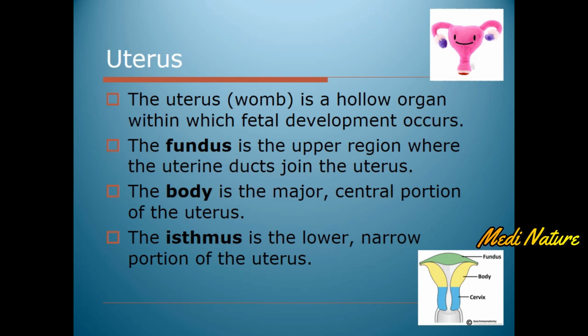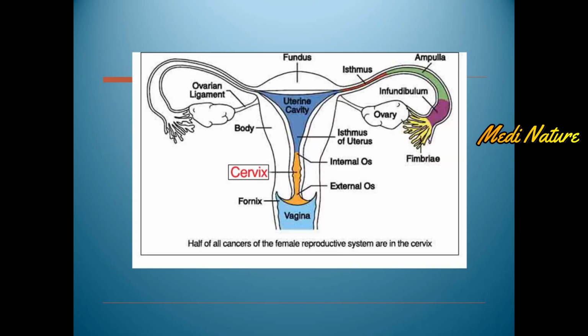And the body is the major central portion of the uterus. The isthmus is the lower, narrow portion of the uterus. Isthmus is the term used to describe a very narrow portion of any organ. So in this image you can see the fundus, the body, and the isthmus of the uterus.